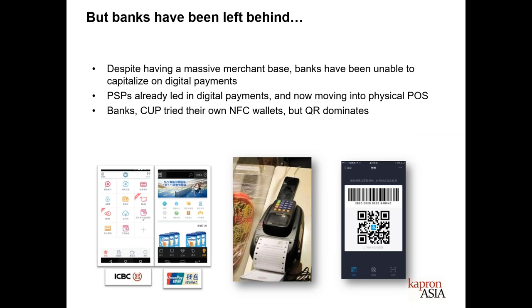These banks and CUP as well have a massive merchant and user base, but have been unable to capitalize on digital payments so far. PSPs started from digital payments, from online and mobile payments, but now are very quickly moving into physical POS. So consumers here in China can use their mobile phones to pay in convenience stores, and this is all based on QR code technology.